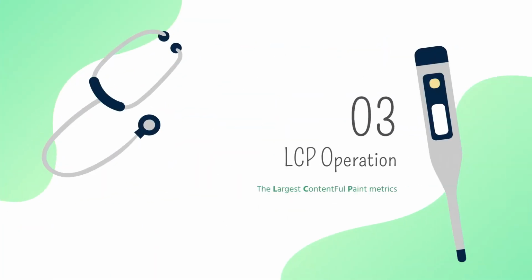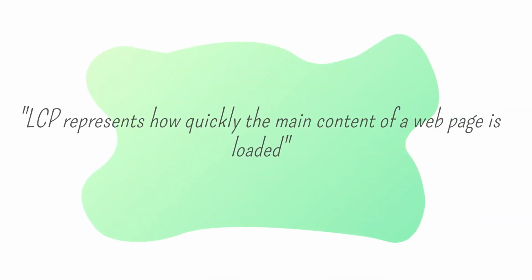So, LCP, Largest Contentful Paint. What is LCP? LCP represents how quickly the main content of a web page is loaded. In other words, the LCP metric reports the render time of the biggest image or the biggest text block visible within the viewport when the page starts loading.